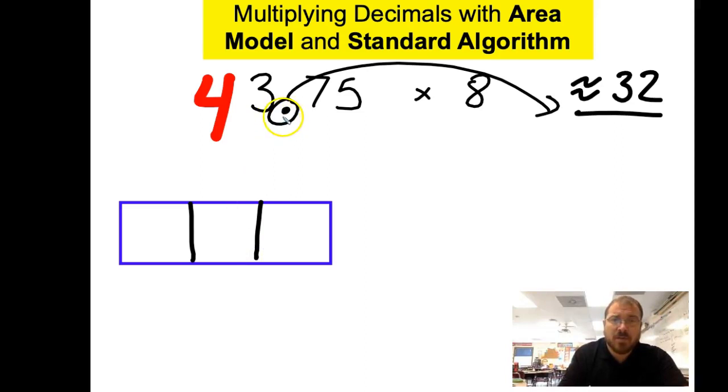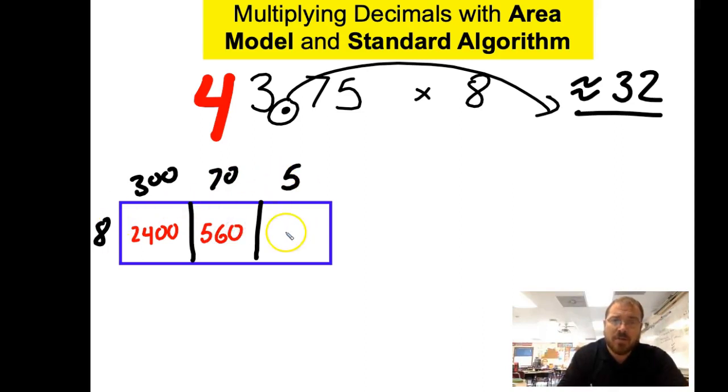I'm going to picture this decimal again not being there, and I'm going to just call this 375 times 8. Now I can go ahead and distribute. 8 times 3 is 24, tack on my 2 zeros. 8 times 7 is 56, tack on my 1 zero, and 8 times 5 is 40.